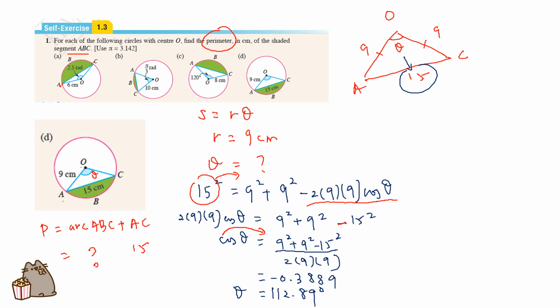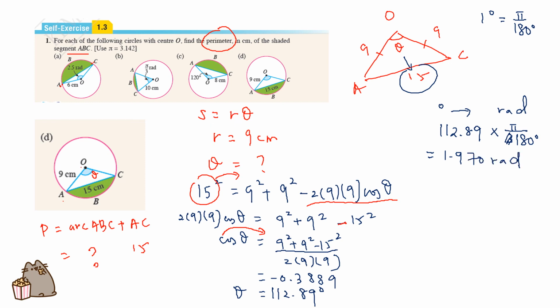Since our answer is in degrees, we need to convert to radians. So we need to find 112.89 in radians, times pi over 180. Try to recall that 1 degree equals pi over 180 radians. From here you will obtain 1.970 radians.